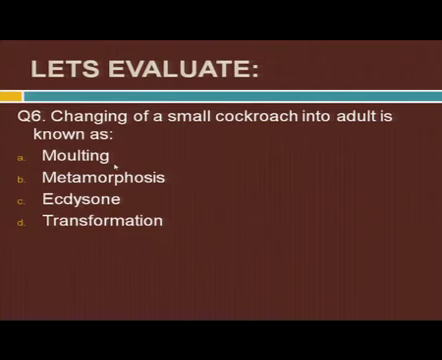Molting, we have learnt that the small cockroaches, they molt about 13 times to reach the adult stage. Metamorphosis is any transformation from the young stage to the adult stage, but it is paurometabolous in the case of cockroaches. Paurometabolous is signified by the presence of a nymphal stage. Ecdysone is the hormone which is responsible for molting, and transformation is a general term. So, the correct answer here will be A, molting.